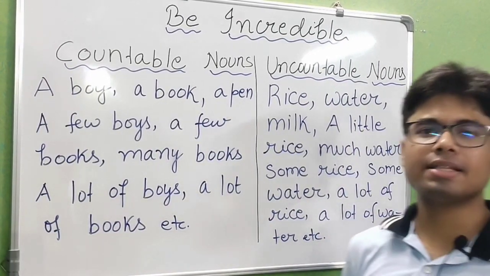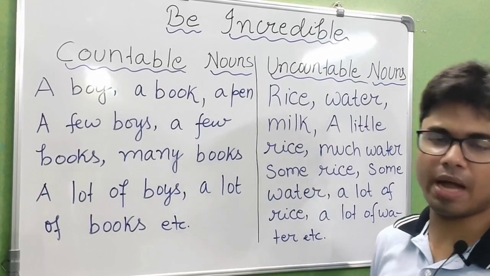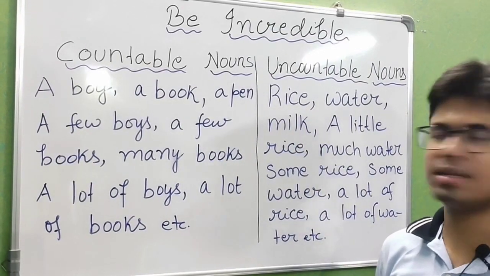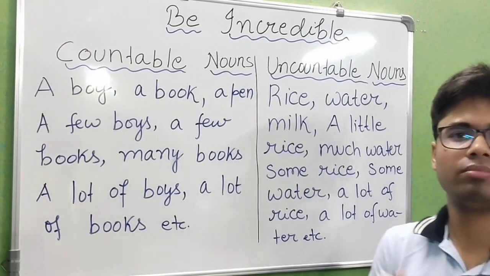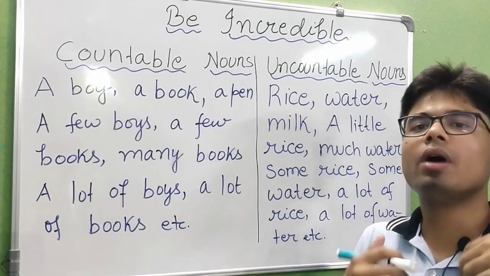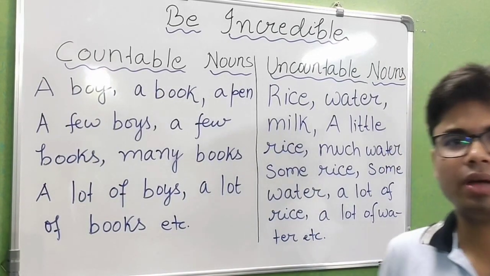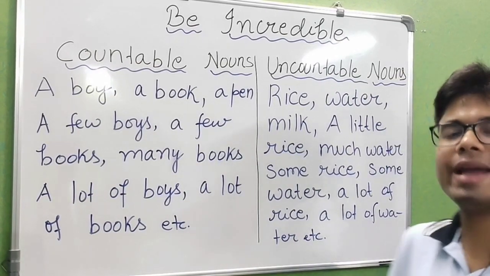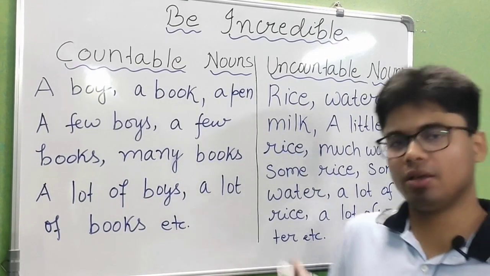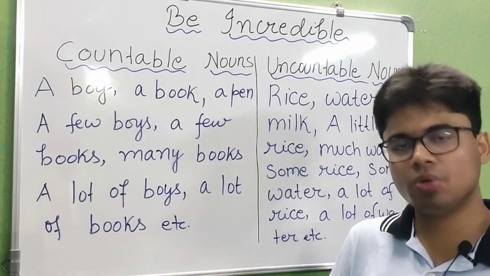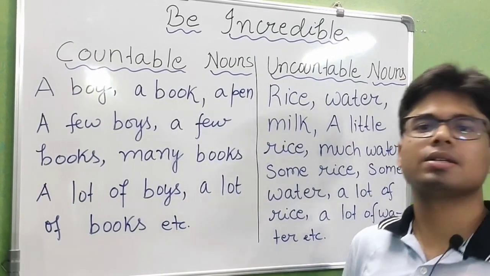Rice, you cannot say rices, R-I-C-E-S. No, that's wrong. Here you have to only use rice. Then water. You want to have some water. So I am using some. That means some amount of water you want to have, a quantity, an amount, a volume of water. Actually a collective noun should be used, if I say more perfectly. Then milk, you need to drink some milk.